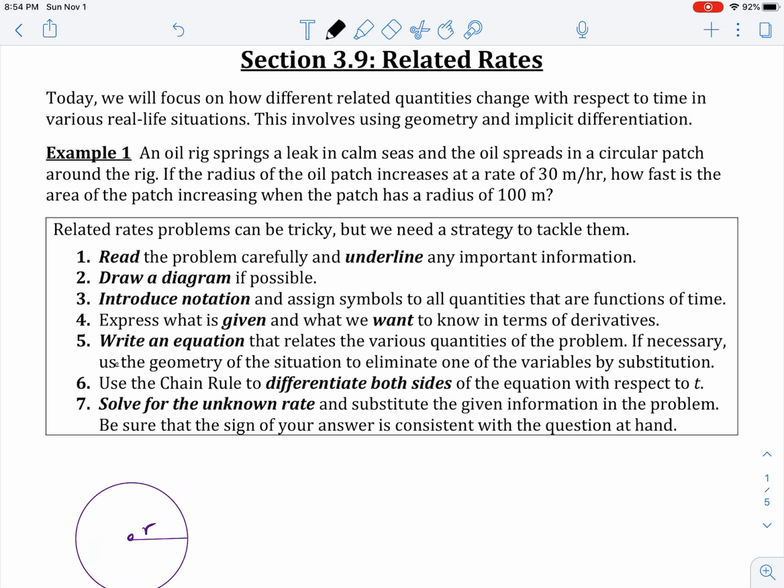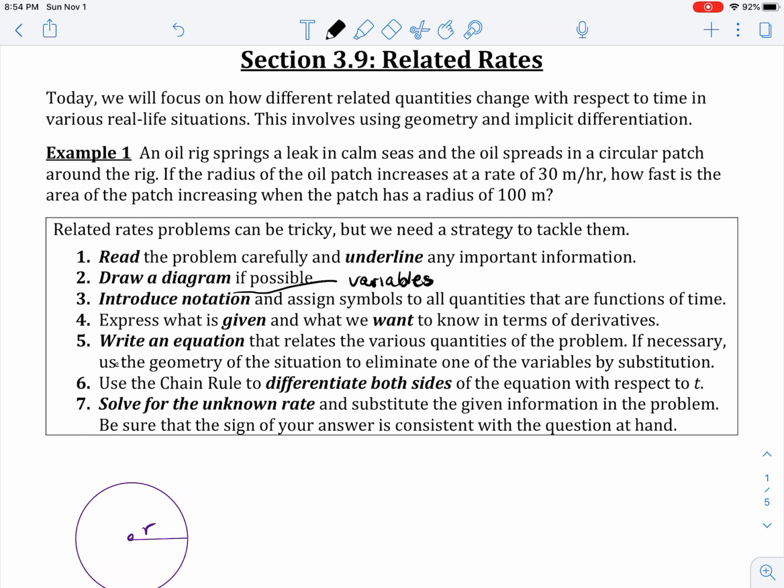Always draw a picture if you can. A lot of the times you'll have a picture that demonstrates a geometric figure like a circle or a sphere or a box or a right triangle, whatnot. But definitely draw the picture.